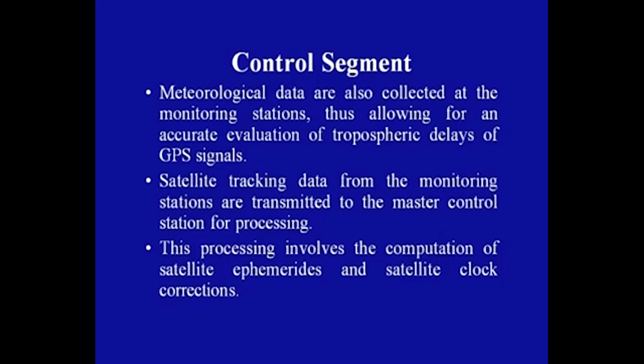Along with the other information, meteorological data are also collected by the monitoring stations, thus allowing for an accurate evaluation of the tropospheric delays of the GPS signals. The satellite tracking data from the monitoring stations are transmitted to the master control station for processing. This processing involves the computation of satellite ephemeris and satellite clock corrections.